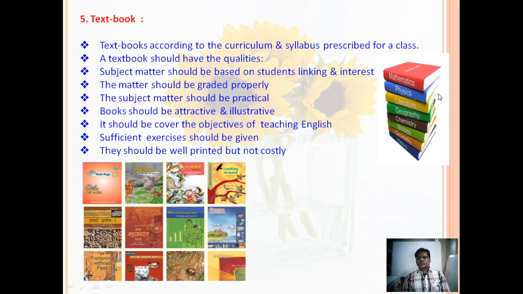Fifth one is the textbook. Okay, these are the textbooks of history, geography, biology, chemistry, physics or mathematics. These are the books which are prescribed by NCERT for particular standards. Sometimes it is also said that textbooks are a good company of the teacher, and such textbooks, according to the curriculum and syllabus, are always prescribed for the class. Textbooks should have some qualities. The matter in the textbooks is always graded, and as per the students' liking and interest, such textbooks are developed, and whatever subject matter is there, it is made practical.